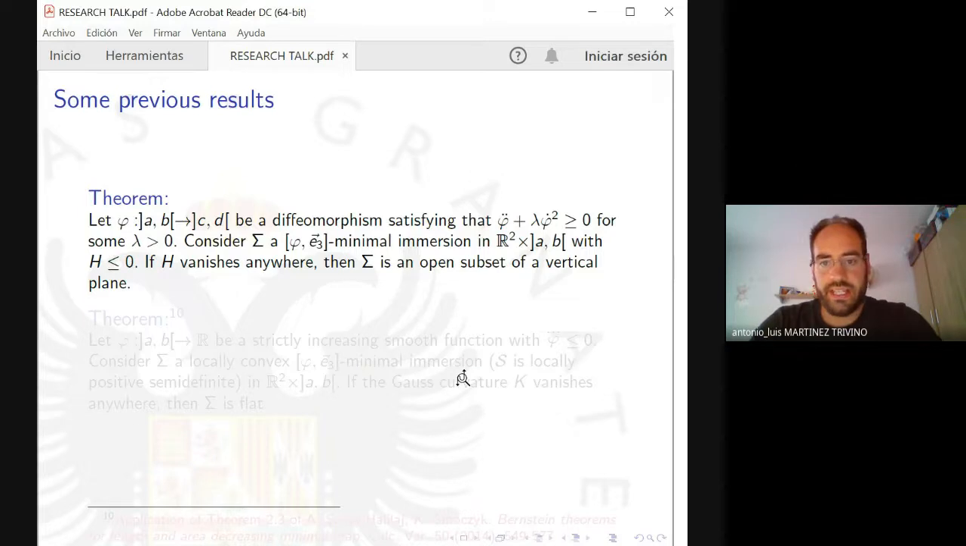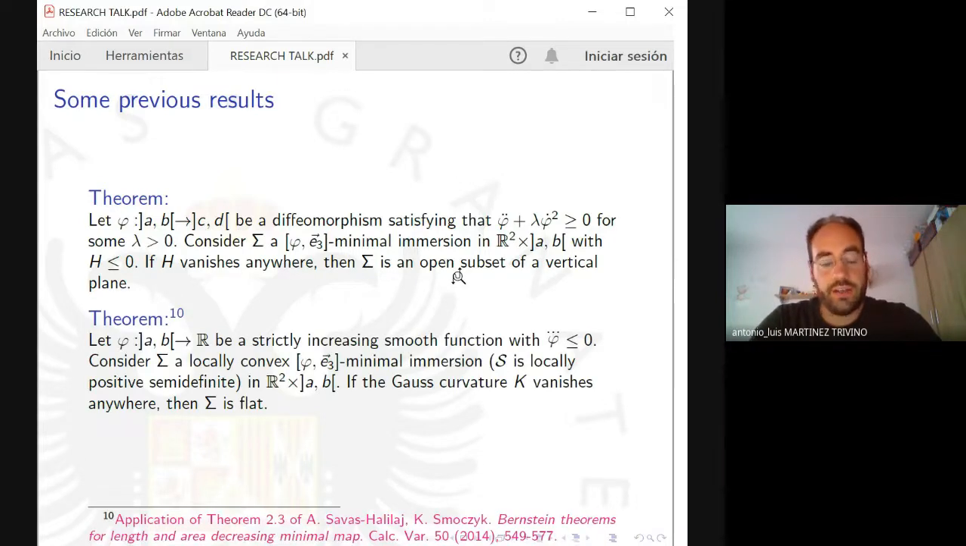Namely, when phi is a diffeomorphism that satisfies this inequality for some positive lambda, notice that when phi is convex, this inequality is trivial, and consider sigma a phi-minimal immersion in R2 cross this interval, mean convex. In this talk, mean convex means that the mean curvature is non-positive. Then we obtain that if the mean curvature vanishes anywhere, then the mean curvature vanishes everywhere, and then sigma is an open subset of a vertical plane.